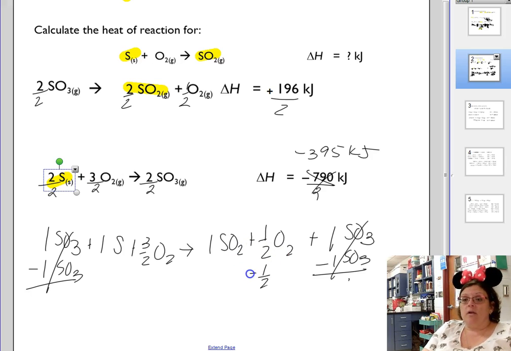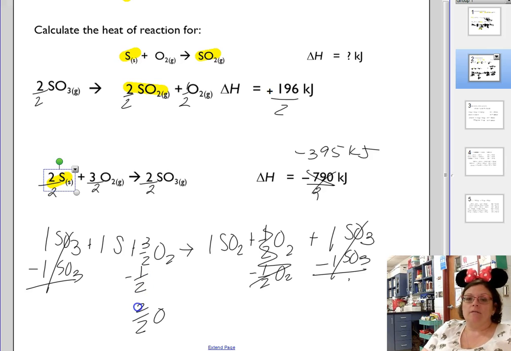Again, let's combine our like terms. If I subtract 1 half from both sides, 3 minus 1 is 2. We end up with 2 halves of 2 halves, which is 1. 1 sulfur, 1 oxygen, 1 sulfur dioxide.